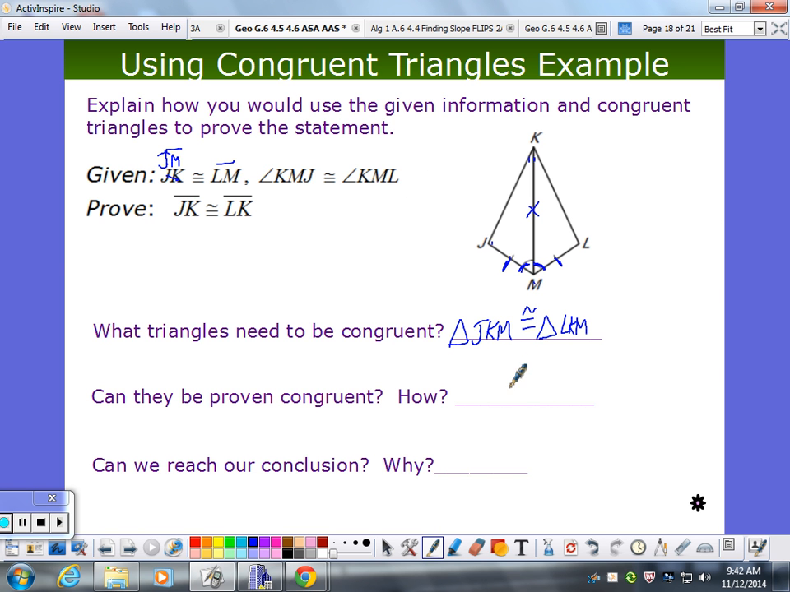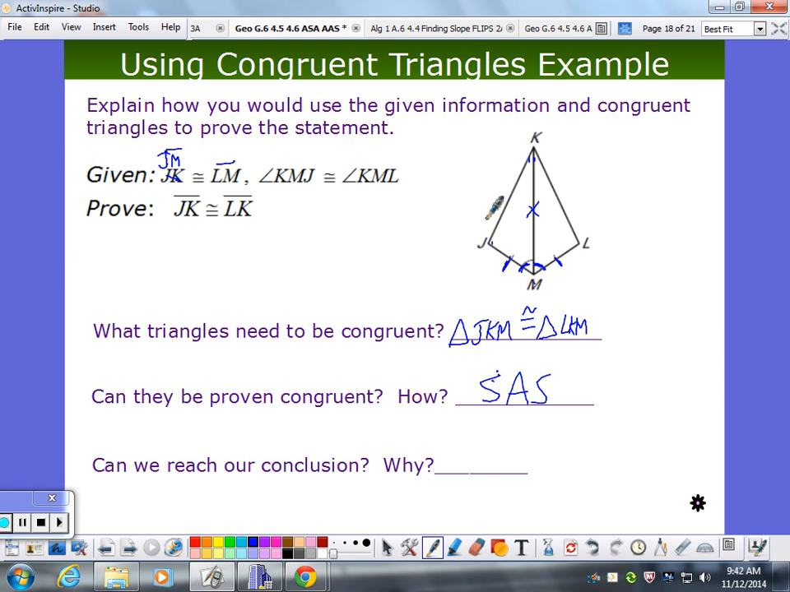Why? What do I have going here? We can prove them congruent by the reflexive property, which says that a side is congruent to itself. So that means you have two congruent segments. Well, I need to get my congruent triangles first. What theorem or postulate should I use to say they're congruent? Yeah, SAS, side-angle-side.